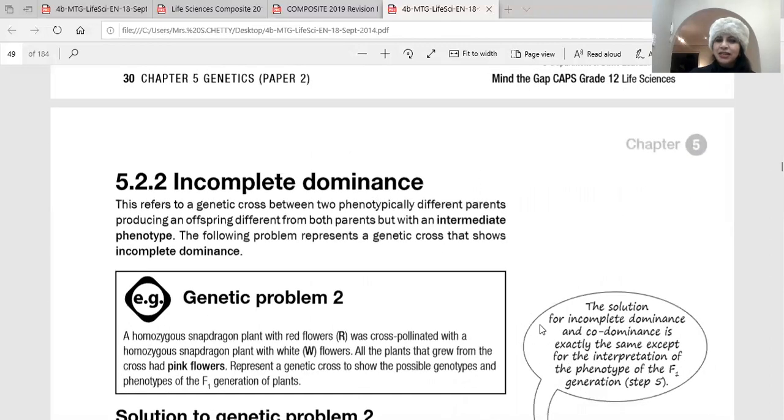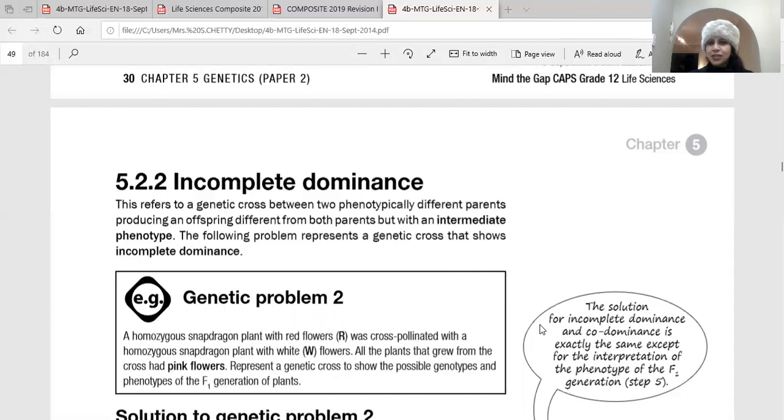Today, we're going to be looking at the concept of incomplete dominance, and as the name suggests, neither allele is dominant. Okay? Neither allele is dominant. In complete dominance, one allele was dominant, the other is recessive. Now, because neither allele is dominant, you'd find that in the offspring, there will be an intermediate phenotype in between that of the parents.